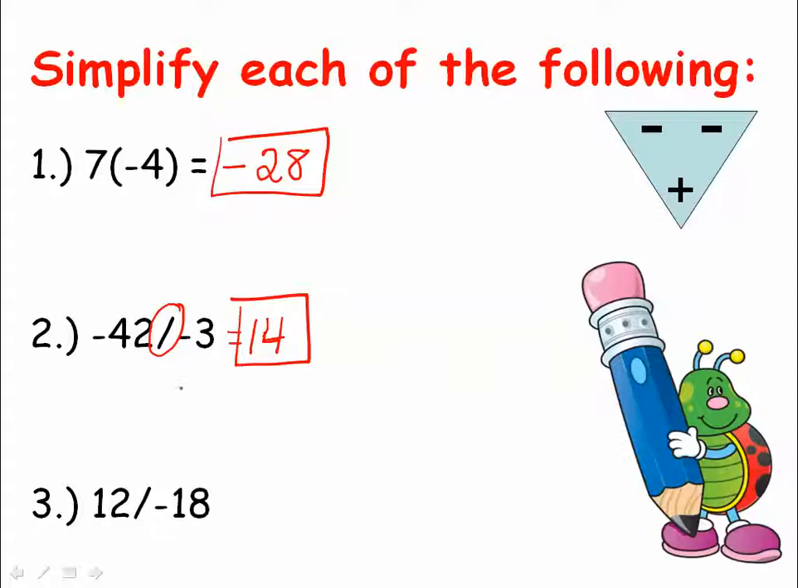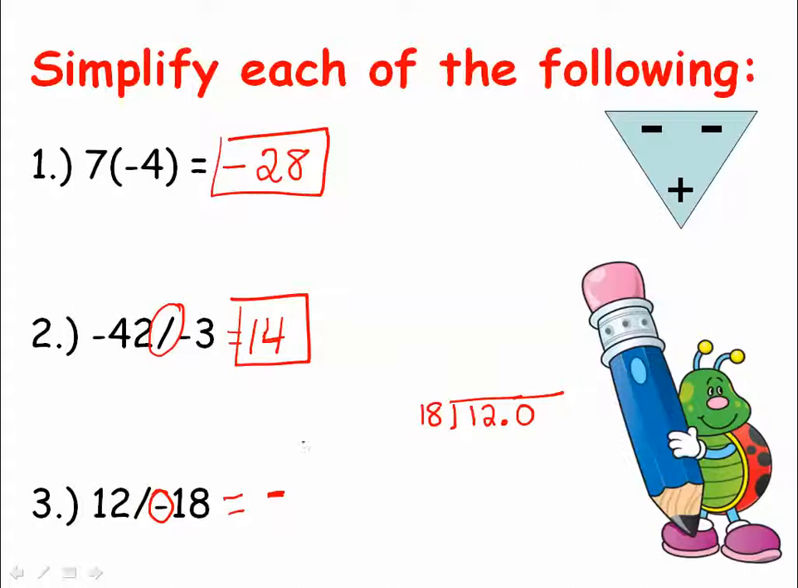Notice in our last problem we're dividing a smaller number by a larger number, assuming we ignore this sign. So first I know a positive divided by a negative is a negative answer. Now I could divide 12 by 18, but what would happen is since 18 is larger than 12, I would need to add a decimal point and create a decimal answer.